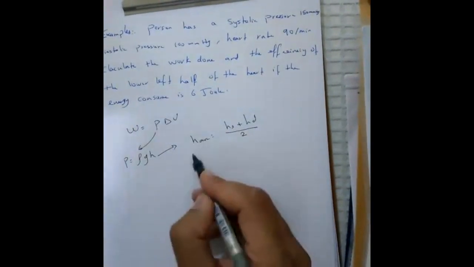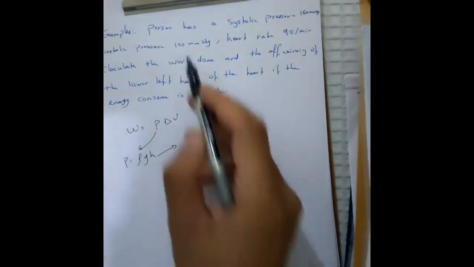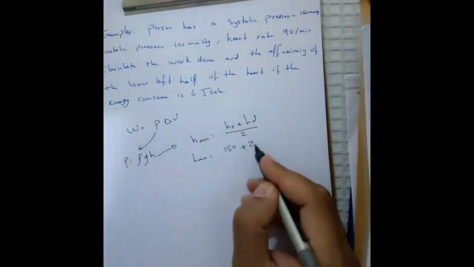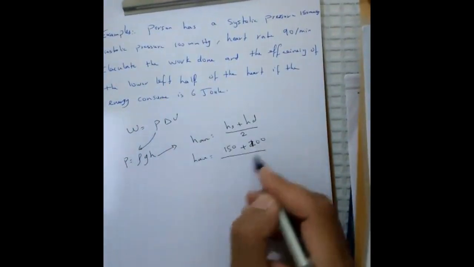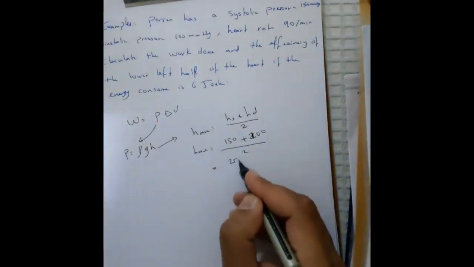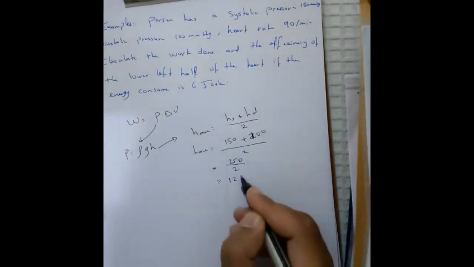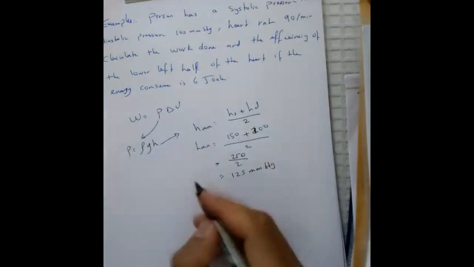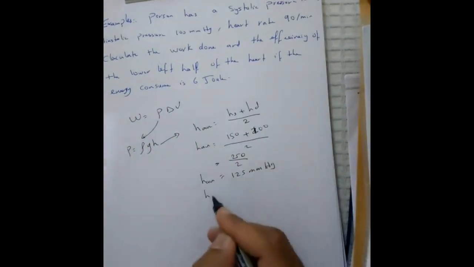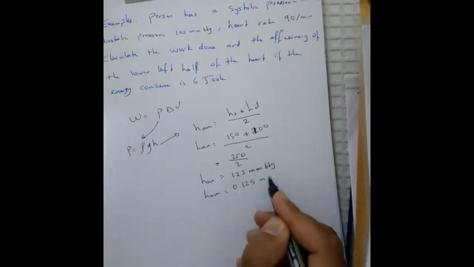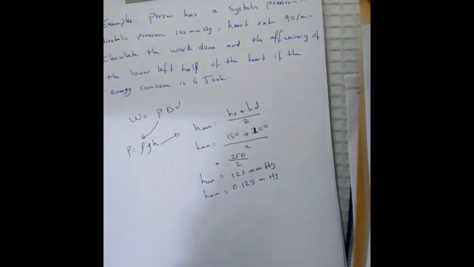Now I will do it. H average will be H systolic, which is 150, plus H diastolic, which is 100, over 2. It will be equal to 250 over 2, which is 125 millimeters of mercury. Now do it in meters. H average is equal to 0.125 meter of mercury, divided by 1000.